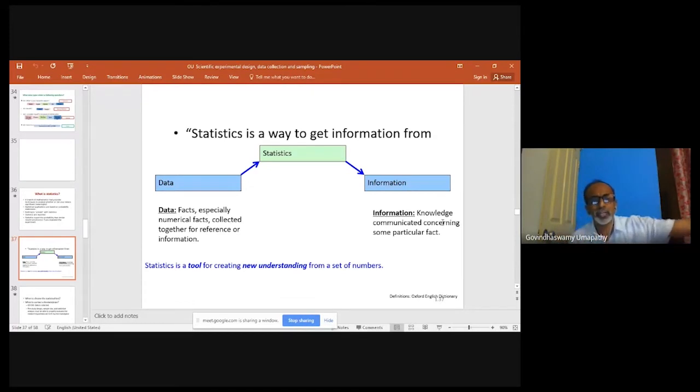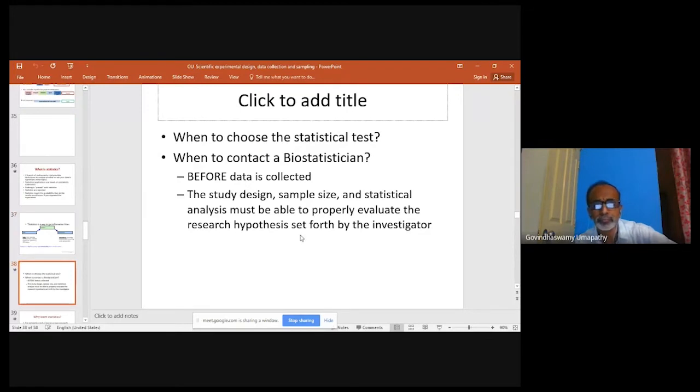But in the background, a lot of data is collected, planned well ahead, three months, four months, and a lot of statistics done, properties estimated, and the population extrapolated, whether 40,000 samples represent all of India, or 50,000 samples represent all of Telangana. That needs to be done by statistics, so that at the end you have information that can give you a particular fact. Actually, statistics is a tool for creating new understanding from a set of numbers. So, numbers to information. Basically, statistics gives information translated from data.